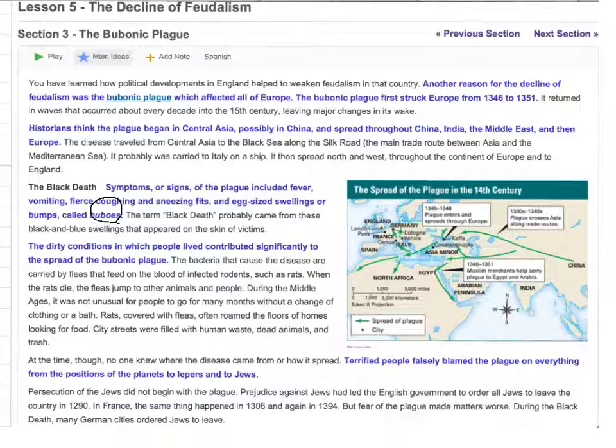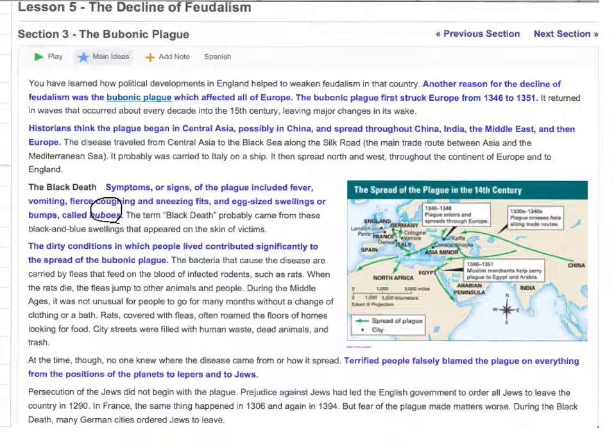A lot of it dealt with the dirty conditions that people were living in. The population's growing at this time, and you've got a ton of people in a small area, and there's lots of bacteria and lots of disease going around. And the main carrier of this was fleas on rats.